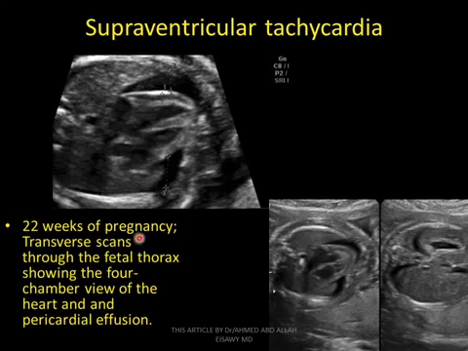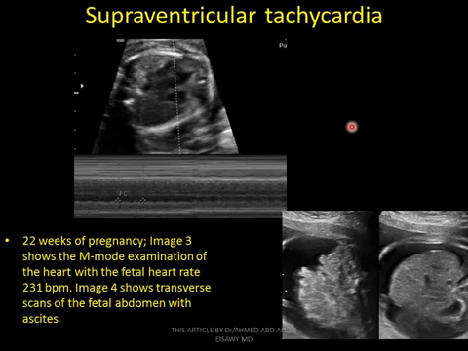Supraventricular tachycardia at 20 weeks of pregnancy, transverse scan through the fetal thorax, showing a four chamber view of the heart and the pericardial effusion, as we see this fluid between the pericardium and the heart, hypoechoic. At 22 weeks of pregnancy, image 3 shows an echocardiogram of the heart with an atrial heart rate of 231 beats per minute. Image 4 shows a scan of the fetal abdomen with ascites. Above we see the effusion, here we see ascites, fluid in the pericardium and free fluid in the peritoneum.